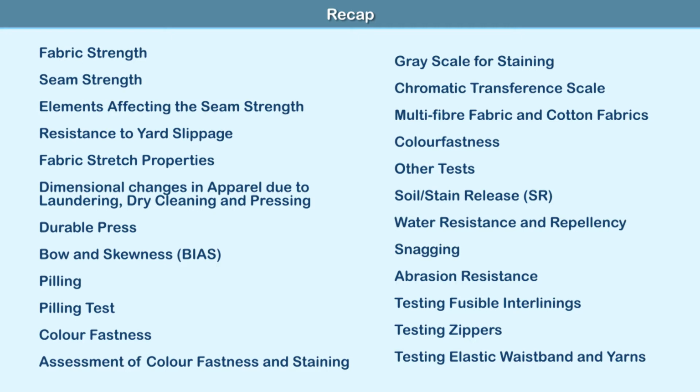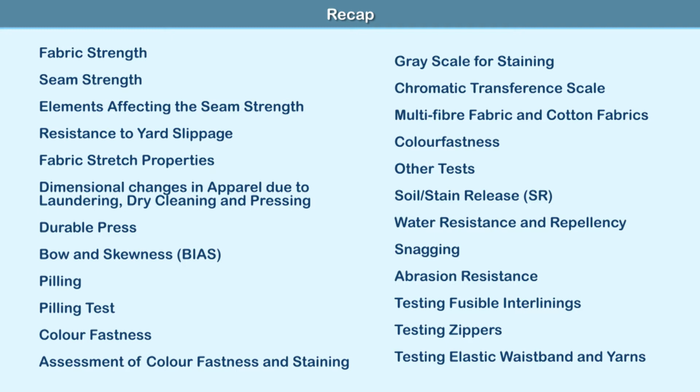We talked about color fastness. For color fastness, AATCC has developed three scales that help in visual comparison between the original color and the color change. These scales are known as gray scales for color change and staining, and the chromatic transference scale. We talked independently about all these three scales.